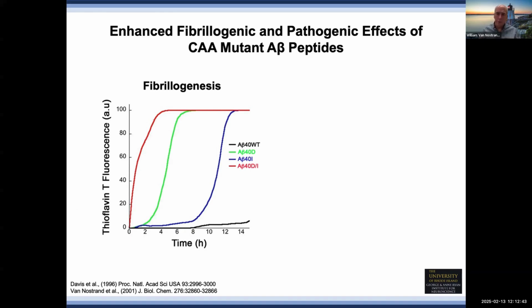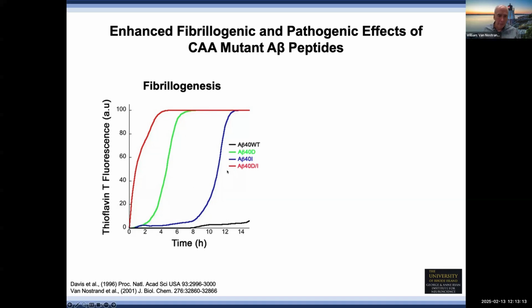What we do is resuspend A-beta peptide in solution in the presence of a dye, thioflavin T. As A-beta assembles into amyloid fibrils, it binds the thioflavin T dye and emits a fluorescent signal that we can read, which is shown here. And that's, again, reflective of amyloid fibril formation. So if I draw your attention to the black line here, this is the non-mutated wild-type A-beta 40 peptide. And under these conditions, you can see it's a very poor assembler into amyloid fibrils.